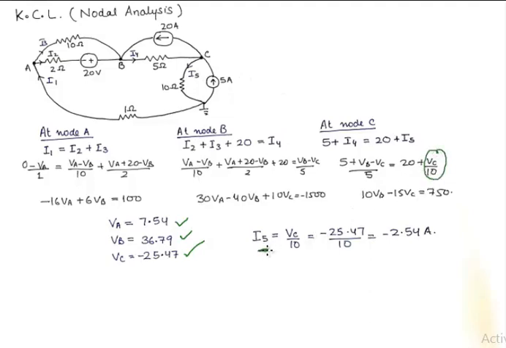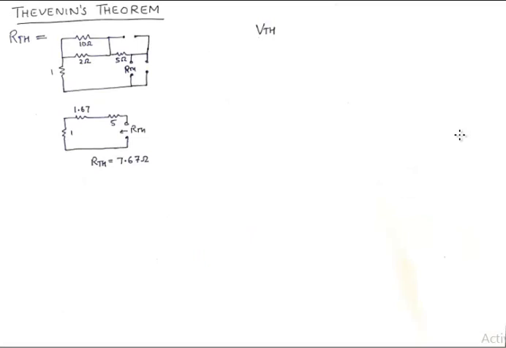So I5, which is the current flowing through the 10 ohm resistor branch, is VC upon 10, which is minus 25.47 upon 10, gives me minus 2.54. This minus sign shows that the direction of current is the opposite to what we presumed. All right, now we go on to the next theorem, which is Thevenin's theorem.